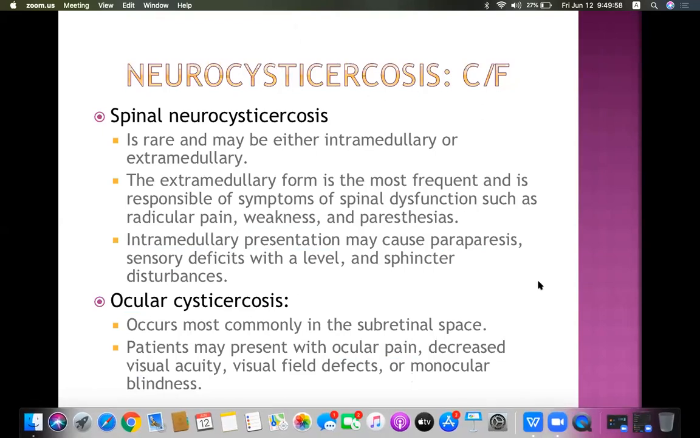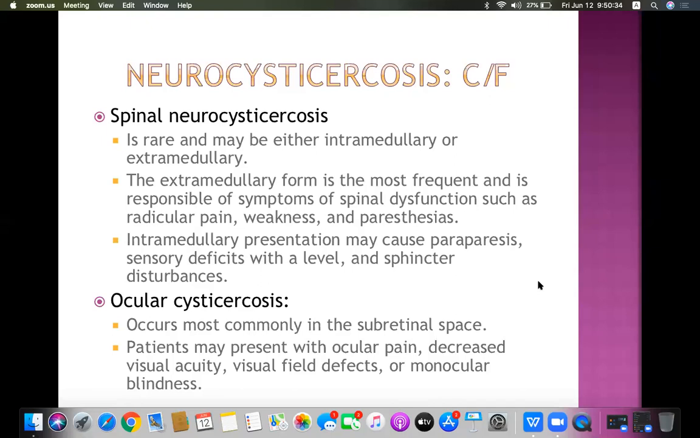Now, before I move further, let me revise what are the important clinical features of neurocysticercosis once again. Many students are joining still, so they should also know. So one is epilepsy. This epilepsy is a very, very important clinical feature. And this epilepsy means repeated unprovoked seizure. So they may be partial seizure, they may be generalized tonic-clonic seizure, okay, or they may be partial seizure to start with and become generalized seizure later on.